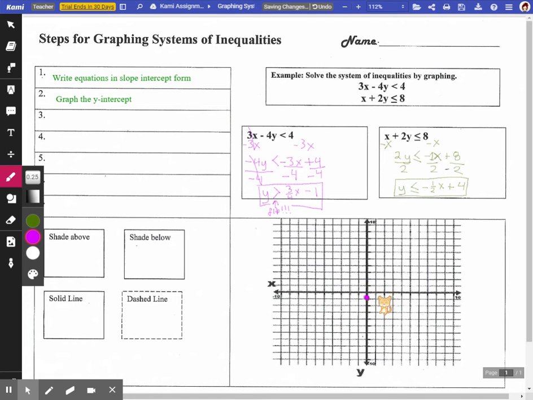And then you're going to graph your slope. So my slope is positive 3/4. That means I go up 3, over 4, and repeat: up 3, over 4, up 3, and then I get cut off.